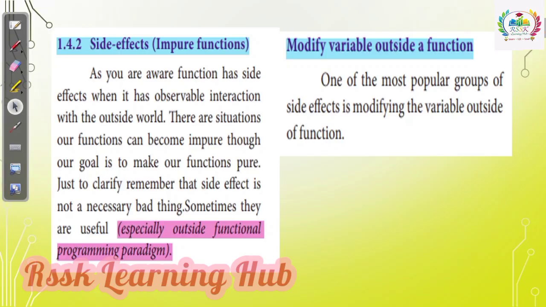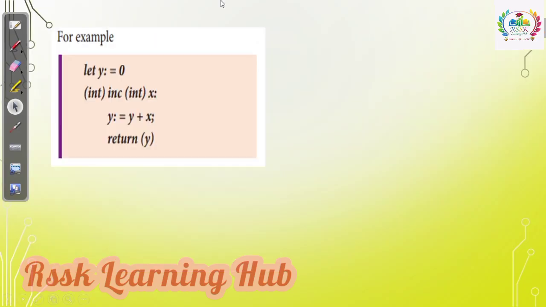This is what I told you just now. One of the most popular kinds of side effect is modifying a variable outside your function. If you modify any value of a variable outside your function, automatically you will get an impure function. Let us see an example for this.